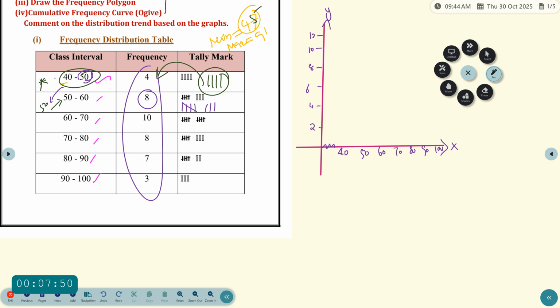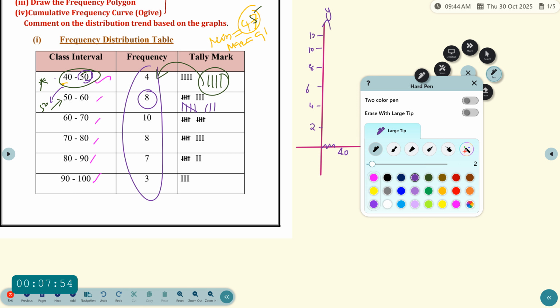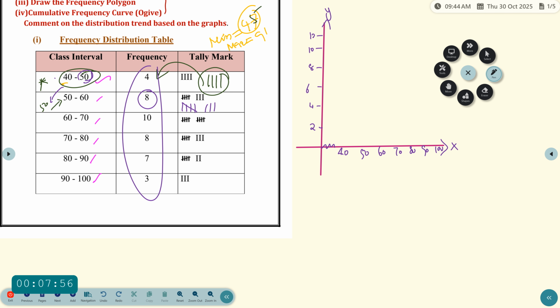Now, how can we draw the histogram? According to the interval 40 to 50, the frequency is 4. Let us draw the histogram for 40 to 50. Our frequency is 4, so corresponding to 4, draw one rectangular box. This is the first rectangle of the histogram.